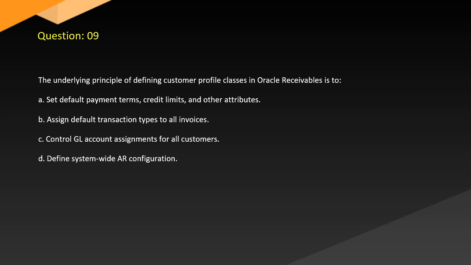Question 9. The underlying principle of defining customer profile classes in Oracle Receivables is to: A. Set default payment terms, credit limits, and other attributes. B. Assign default transaction types to all invoices. C. Control GL account assignments for all customers. D. Define system-wide AR configuration.